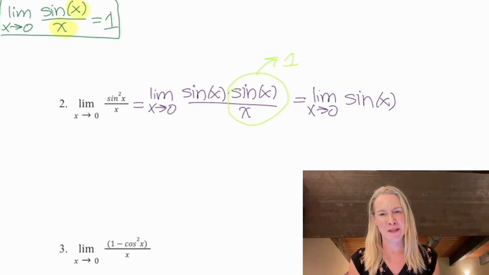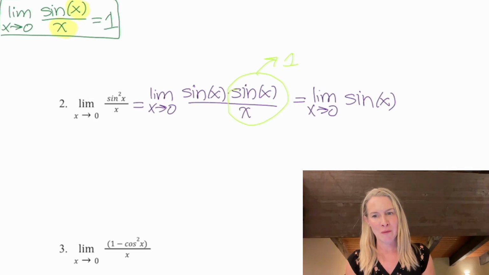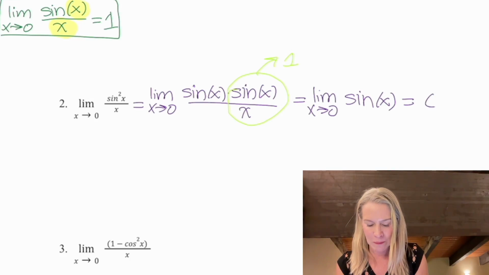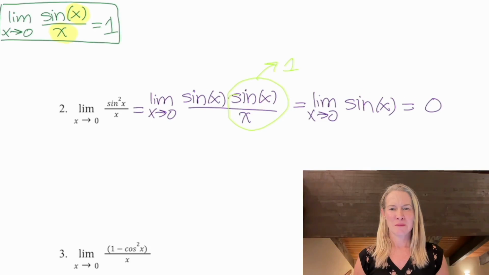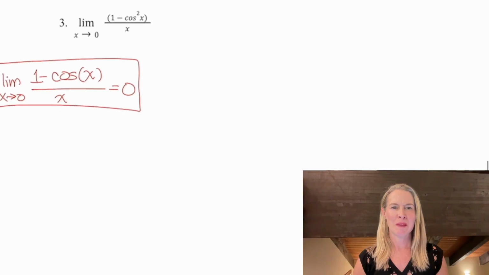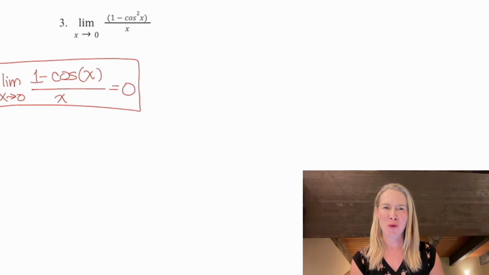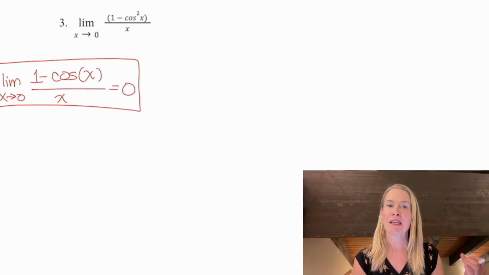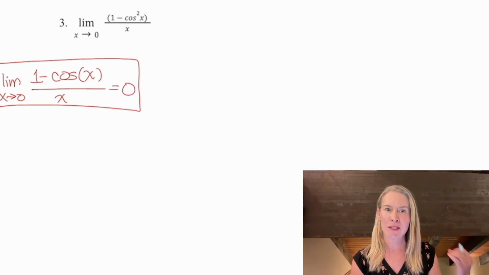So then we're left with the limit as x goes to 0 of just a single sine x. Now we can try direct substitution. Sine of 0 is 0. So the whole limit is equivalent to 0. My final example involves the other limit that we were looking at. So this time we're looking at the limit as x goes to 0 of 1 minus cosine squared of x all over x. Again, direct substitution is going to get us 0 over 0, which tells us nothing.